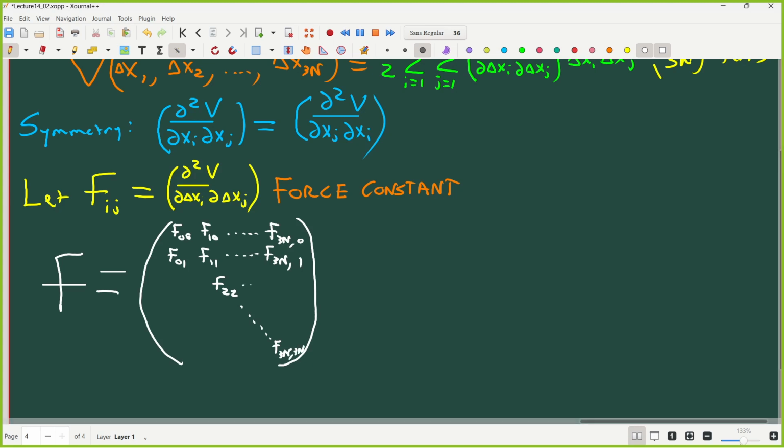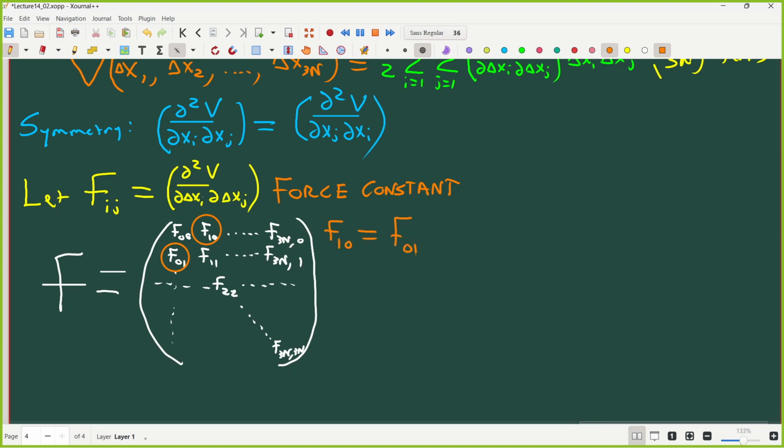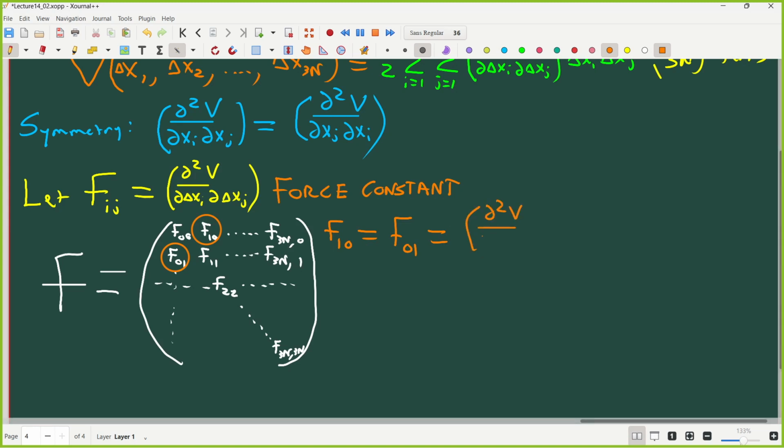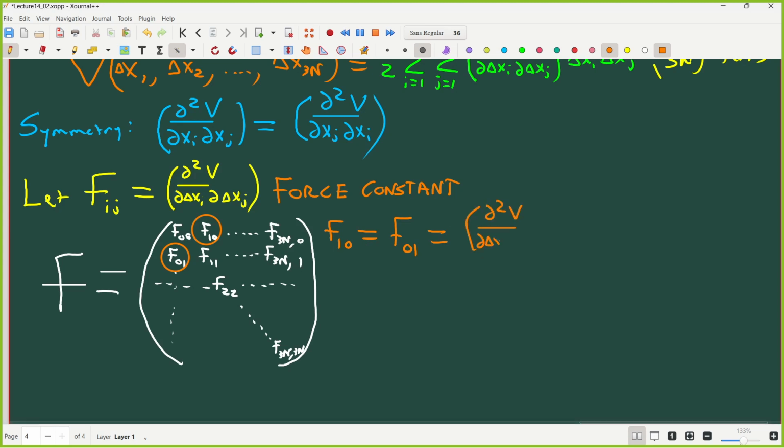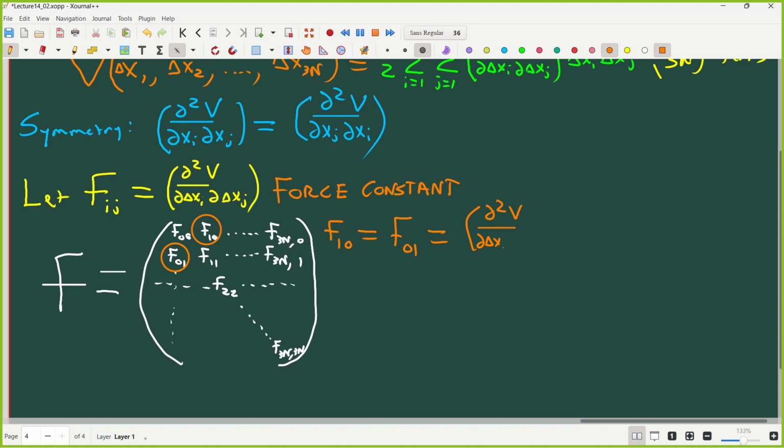And of course, you have all these terms that go like this. I can just keep on going. You have all these terms in this matrix. But the important thing, let me look at an example here, is that the ones that I circle here, for instance, are equal. F10 is equal to F01, because they're both the second derivative of the potential with respect to the displacements of atom 0 or atom 1, whichever you want to use.